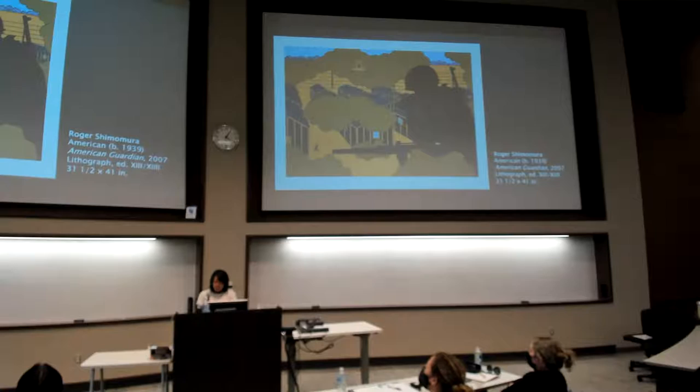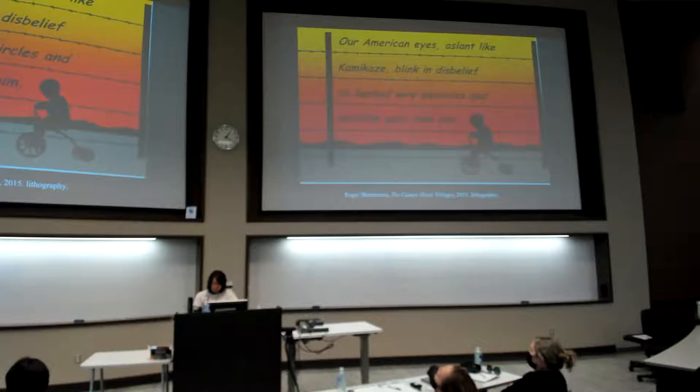After Pearl Harbor, they were sent to Minidoka internment camp in Idaho, along with over 110,000 Japanese Americans. Shimomura was 3 years old at the time, and this print depicts the great injustice innocent men, women, and children suffered at the time for no reason other than their ethnicity and physical appearance. As this poem, also by Shimomura, evocatively describes, because their American eyes are aslant, they were grouped together with the kamikaze pilots.